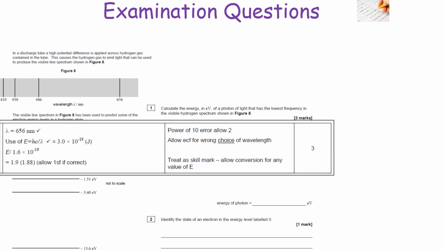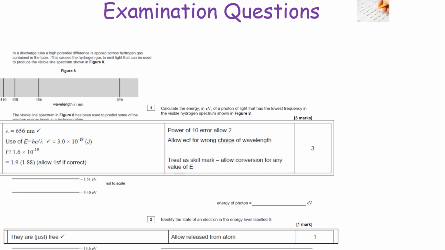We can then convert that into eV, because we know that we want the answer in eV for this question. So to convert joules to eV, we divide by 1.6 times 10 to the minus 19 joules per eV, so it's 1.9 eV. Now when an electron is labelled as 0, we know it's out of the potential well that it's in. So therefore the electrons are free. They're no longer bound to the atom.